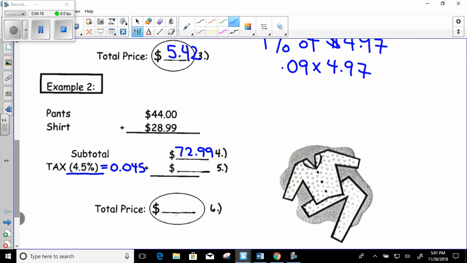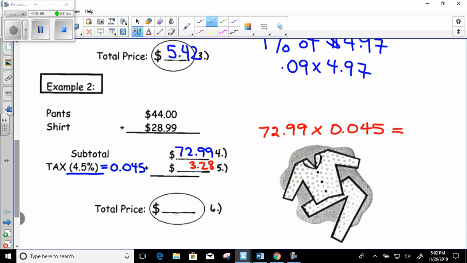0.045. Now, we're going to take that percentage, which we changed to a decimal, and now we're going to multiply it. So basically 72.99, we're going to multiply that by a 0.045. So we want 4.5% of 72.99. So if you multiply this in your calculator, you are going to get a total of $3.28. Now, if you ever get a decimal that is to the thousandths place, you want to round it to the nearest hundredths because money has two numbers to the right of the decimal, the hundredths place.